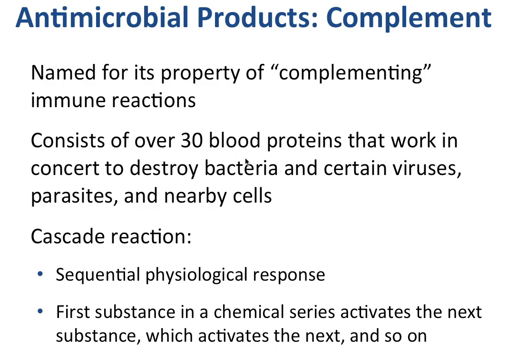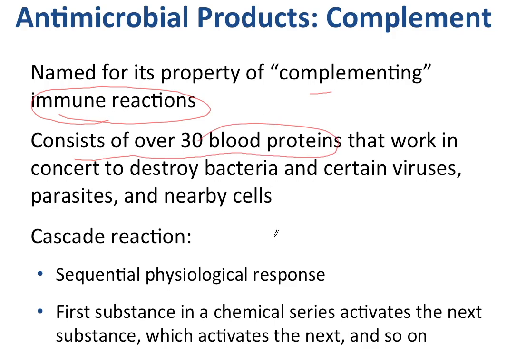Complements are small proteins or polypeptides. They are a very important immune substance in our body. Complements consist of over 30 blood proteins. Okay. So they can destroy bacteria or viruses, even parasites. They can induce a cascade reaction. Cascade means one substance can induce another substance's reaction.